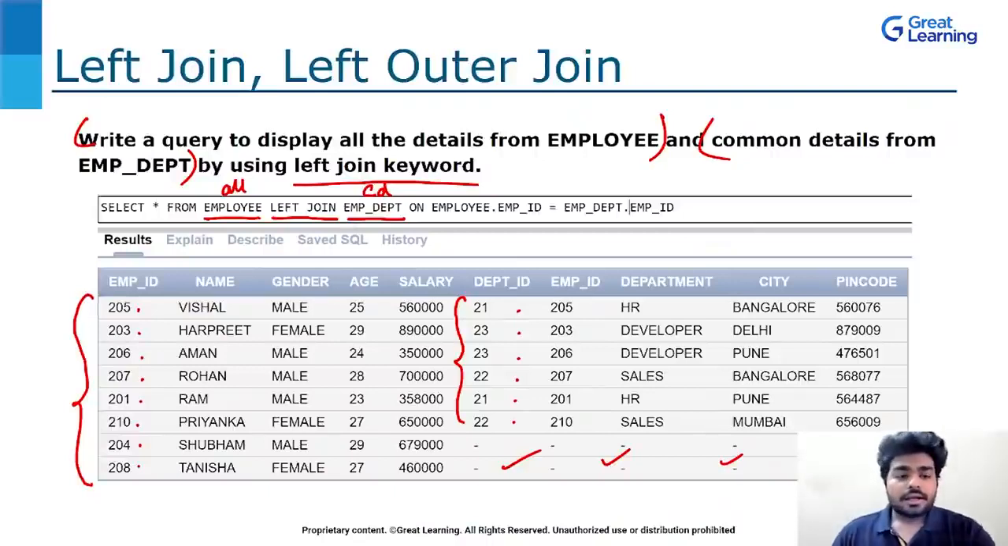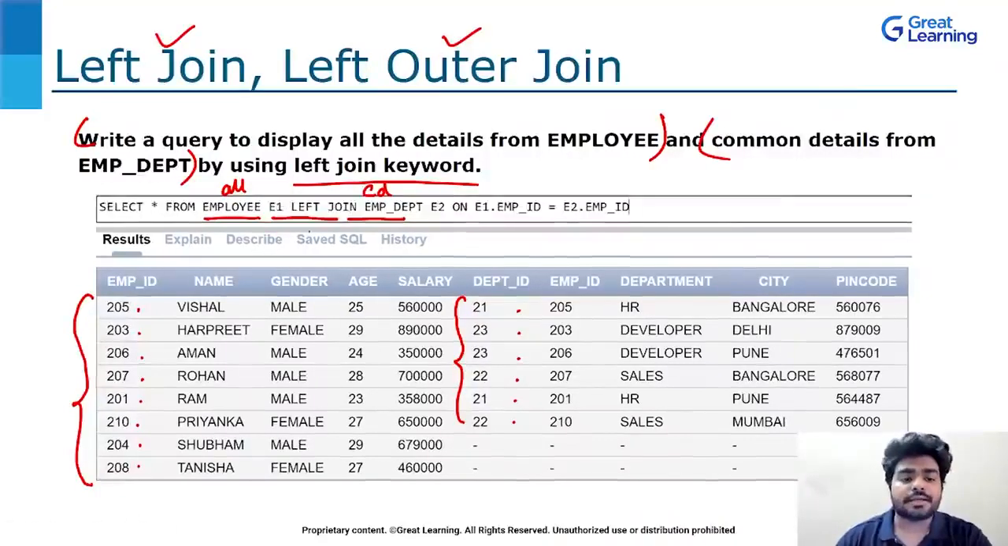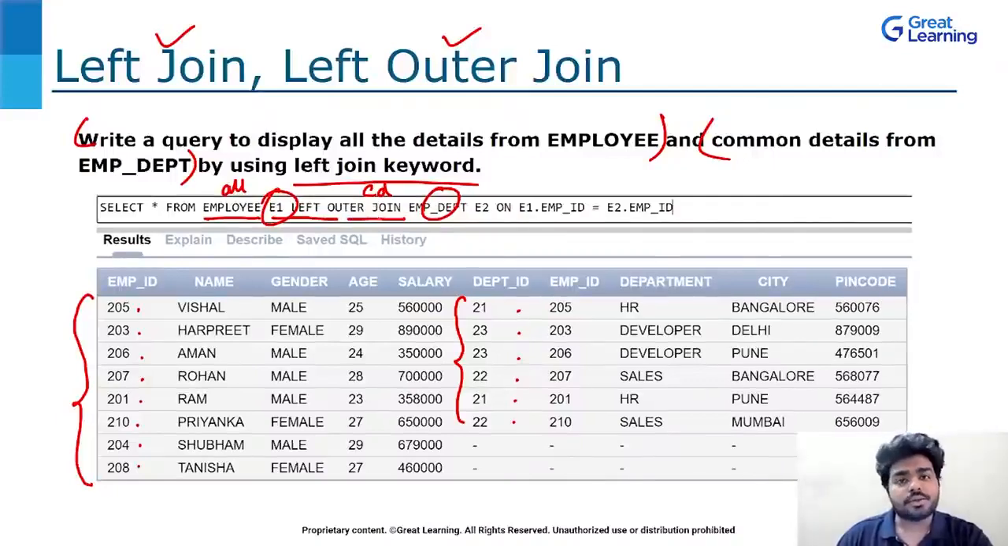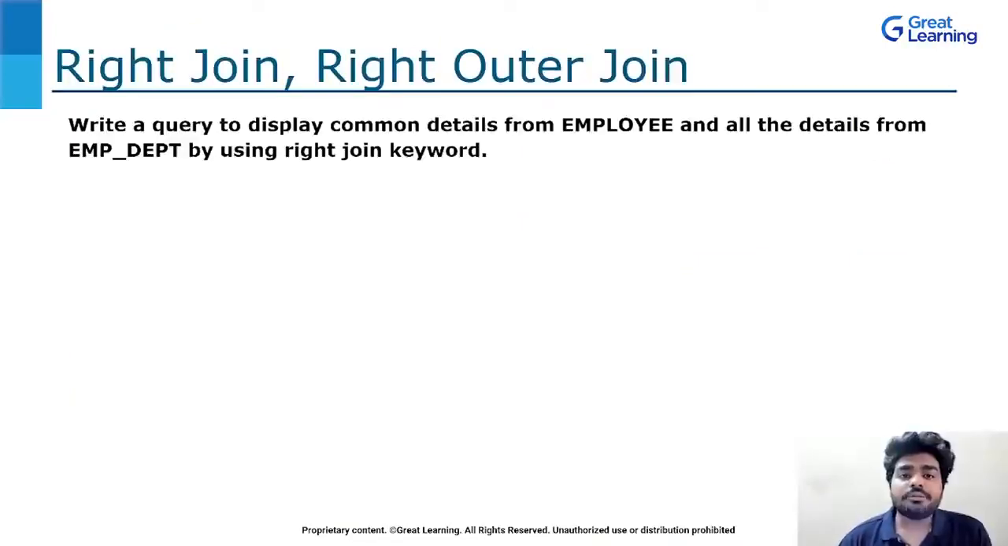Now I have written here left join. You can also write left outer join. Left join or left outer join, it doesn't matter. Then we have the alias names E1 and E2. You have used left join, and left outer join also does the same thing. Right? Easy. If you have understood left join, let's move to the right join and understand what this is. Right join means that from the right table everything will come, but from the left table only common details will come. So have a look at what I've written. Write a query to display common details from employee.